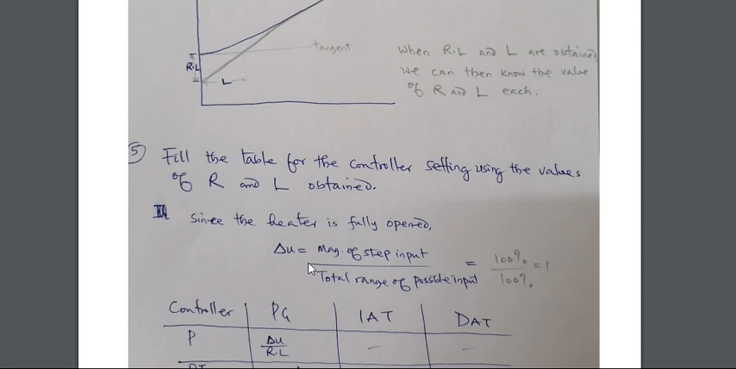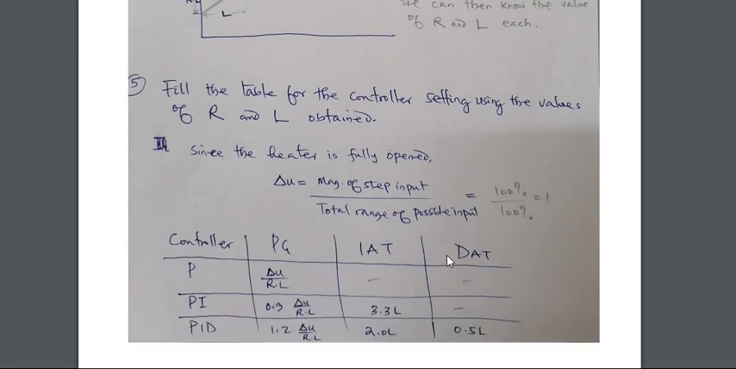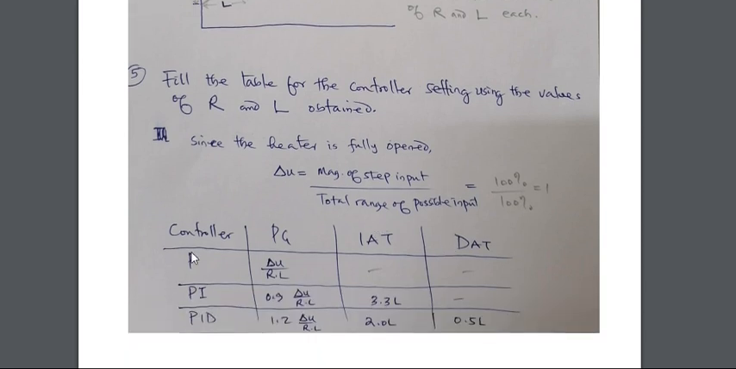The next thing you need to do is to determine delta u. Delta u is simply the magnitude of step input divided by total range of possible input. As you recall, we opened the heater to maximum, so it is 100, and the total possible is 100 as well. So we have delta u as 1. By implication, we can fill this table for the control setting. You can see it is delta u divided by r times l, and we have delta u, we have r, we have l. So we can fill the table, and that makes the data analysis complete.